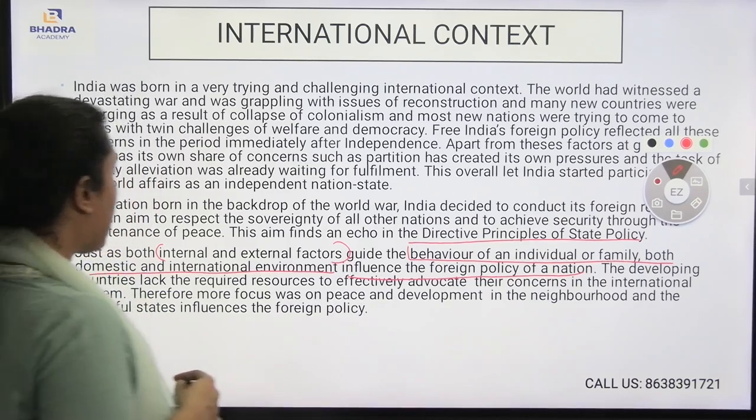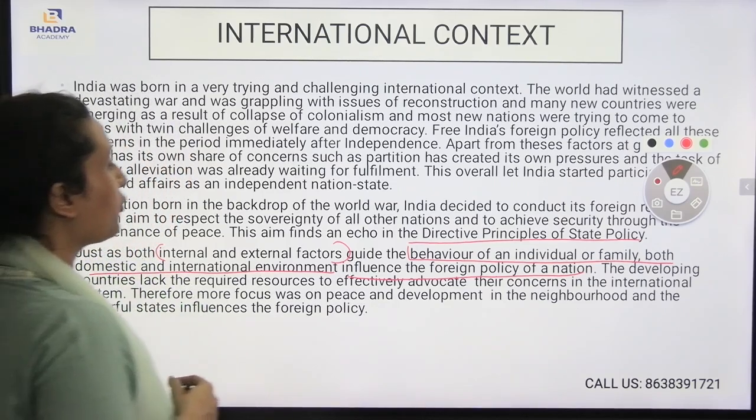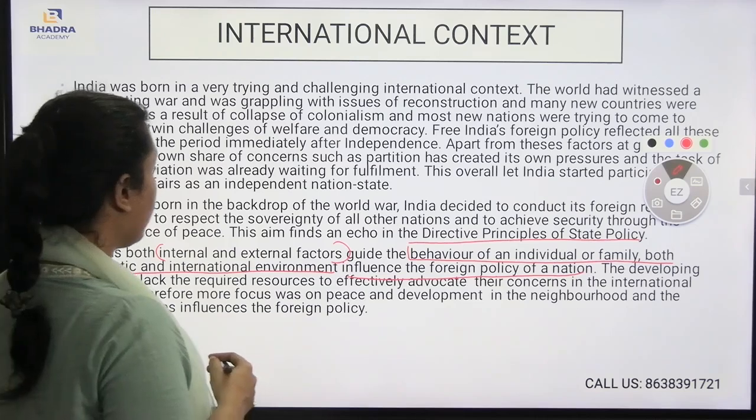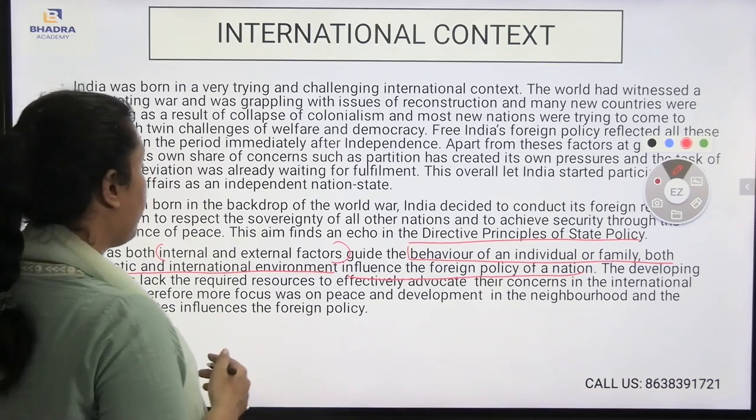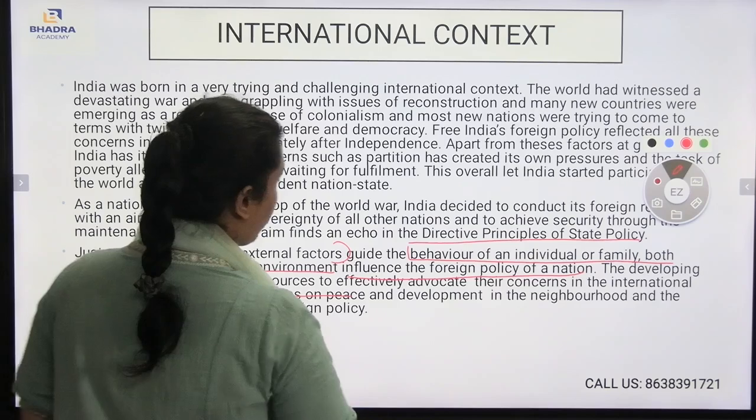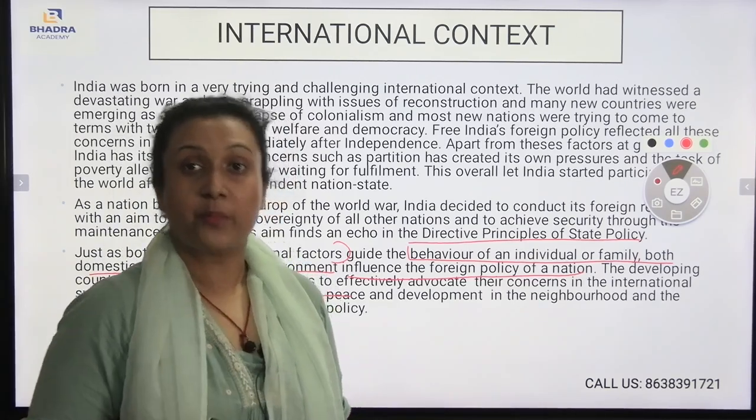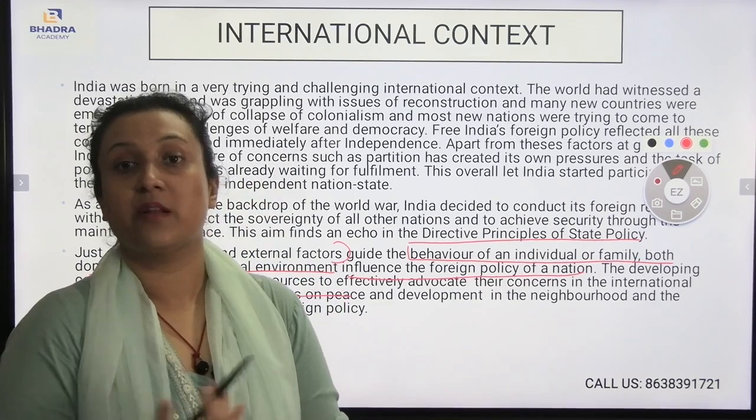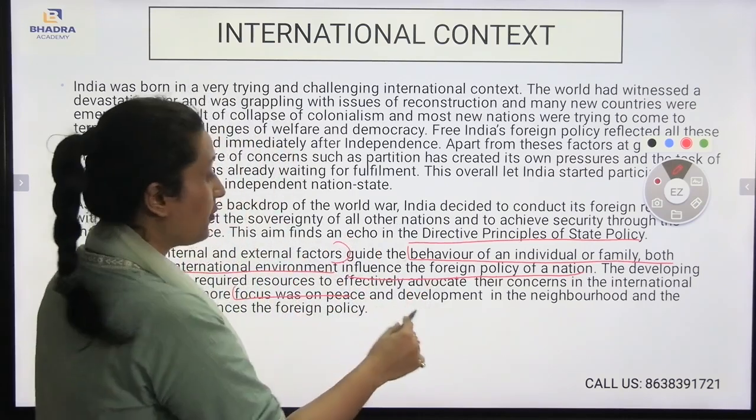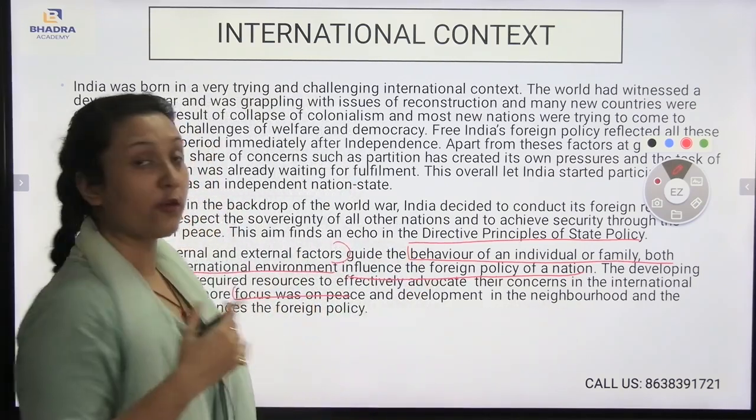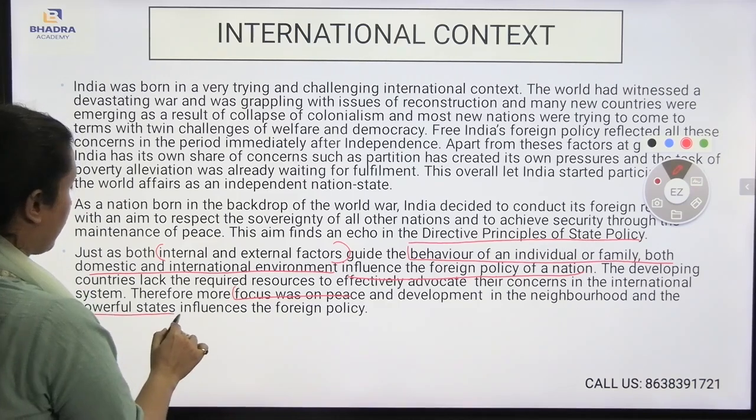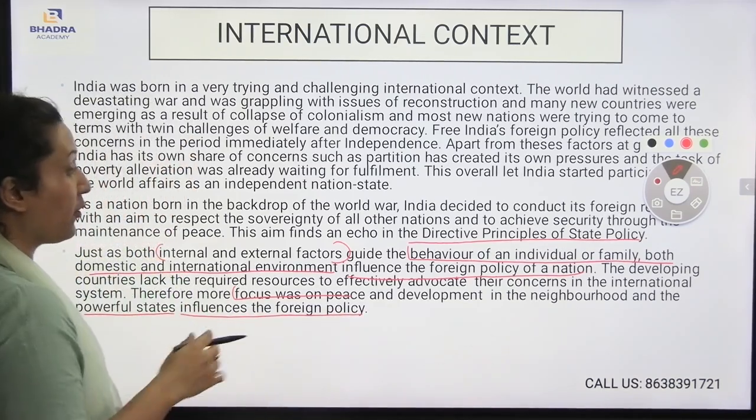The developing countries lack the required resources to effectively advocate their concern in the international system. Therefore, more focus was on peace and development in the neighborhood, and the powerful states influenced the foreign policy. You see, if there is no peace, then there will be chaos in a particular country. So peace was being focused on the neighborhood, and on the other hand, the powerful states were also influencing the foreign policy during that time.